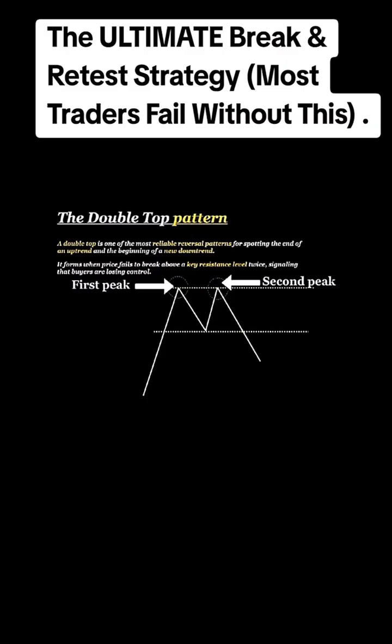As sellers step in, price drops back to the support level, which is known as the neckline. A break below this level confirms the reversal, as buyers are now trapped and forced to exit. After the breakdown, price often pulls back to retest the neckline. This is where smart traders look for confirmation that support has turned into new resistance, providing the best sell entry.